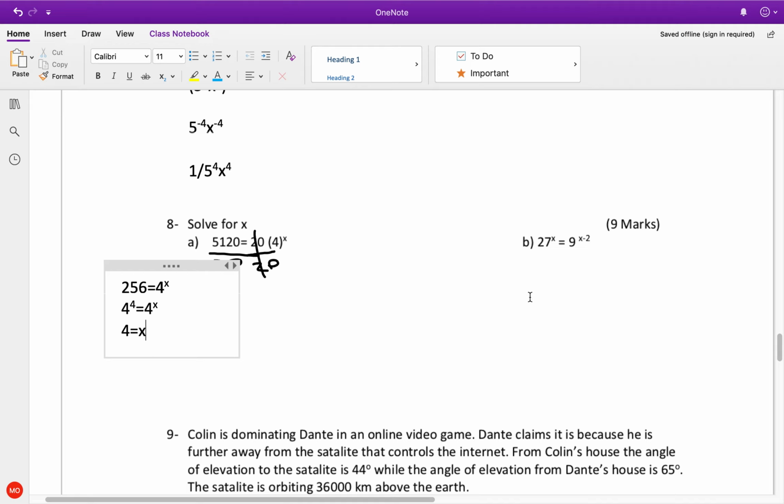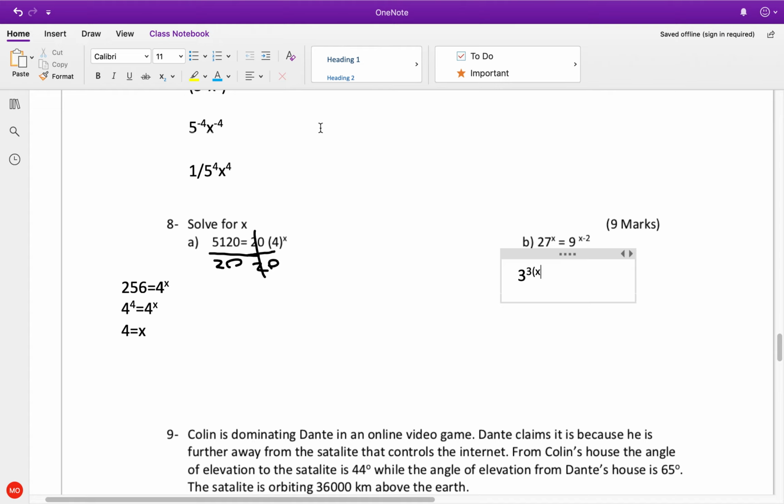Now this one here, we don't have similar bases. So we need similar bases, but we can't use 9, because 9 squared equals 81, so that doesn't really line up. So let's go down further. 3 would work, so we're going to rewrite everything to the base of 3. So 3 to the power of what equals 27? That's 3 to the power of 3.